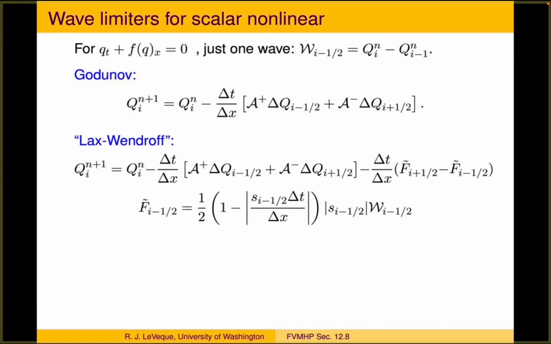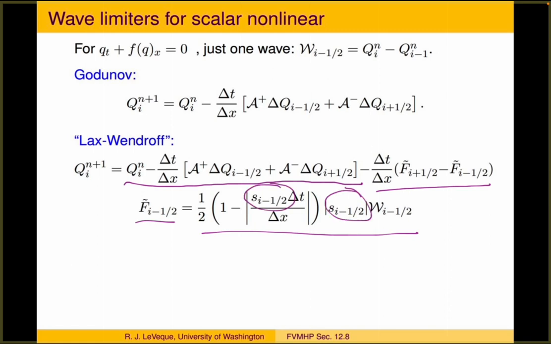And the idea is that we start with the first order fluctuation form, but then we add in a correction term. And the correction term, as we did in the linear case, we look at it as a flux difference, where the fluxes are these correction fluxes, F tildes, that are defined from the next term in the Taylor series expansion to give the second order accuracy. And the generalization of what we looked at before is this formula here. For the case of scalar advection, the speeds S were simply the advection velocity U. And in both cases, this wave W is just the jump in Q from one cell to its neighbor.